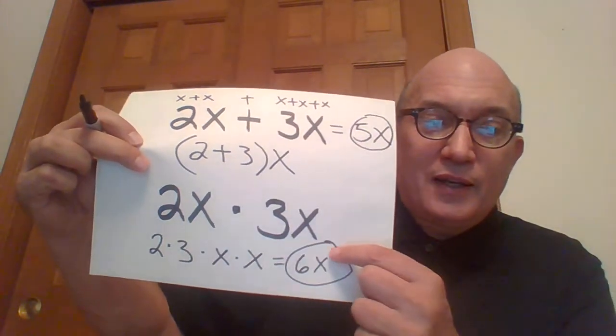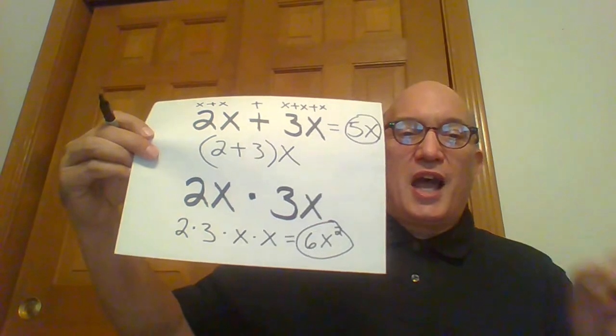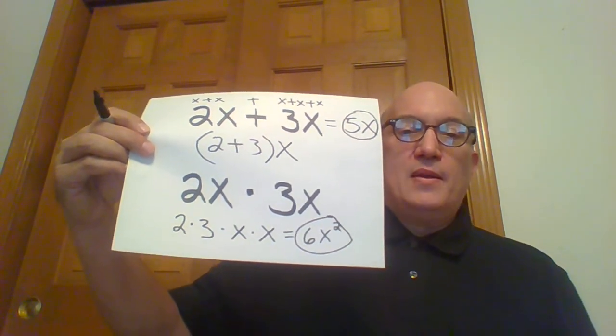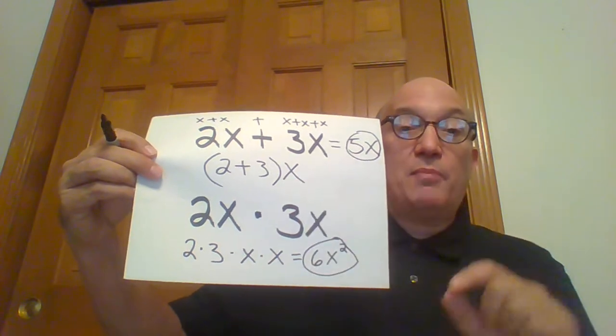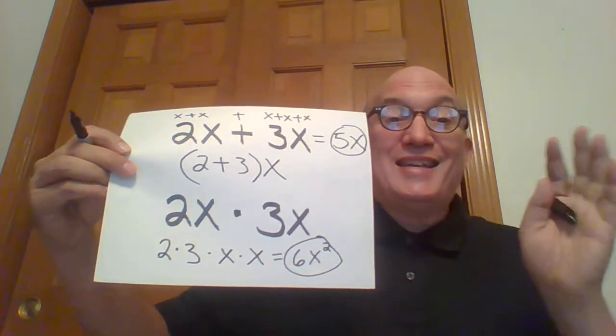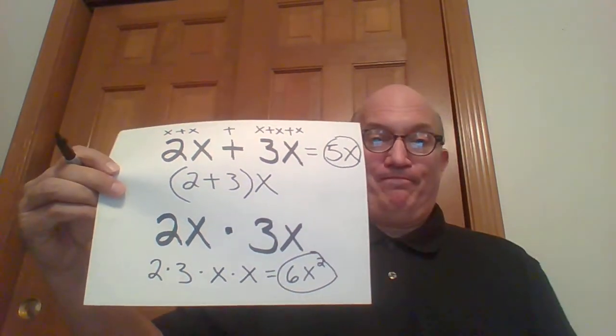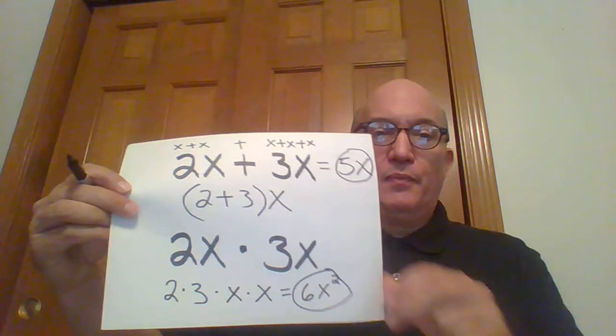So please notice, I'm circling the 2 answers here. My pen slipped a little bit, but you can still see it. Notice the 2 entirely different answers. When we add 2x and 3x, we get 5x because of the distributive property. But when we multiply 2x times 3x, we get 6x squared. Okay? Try to internalize that, make it part of your long-term memory.